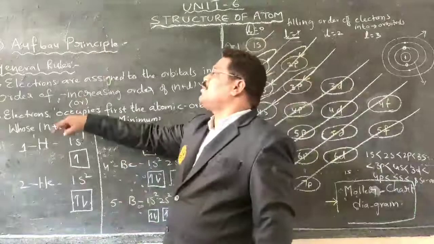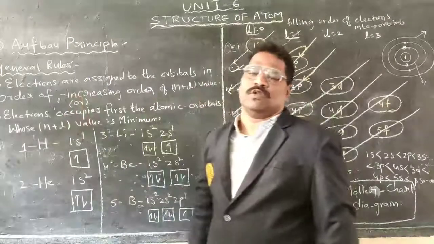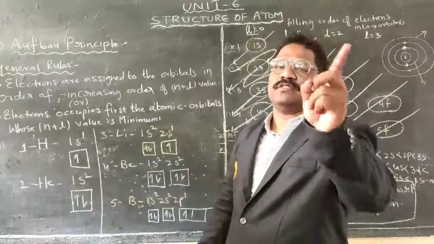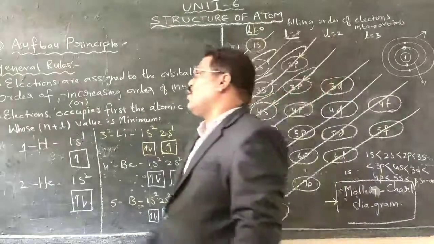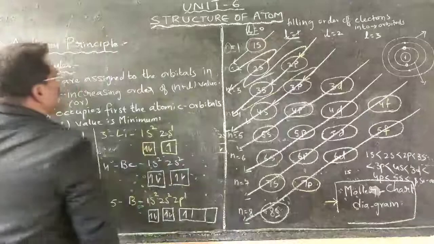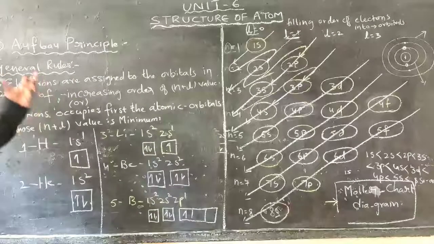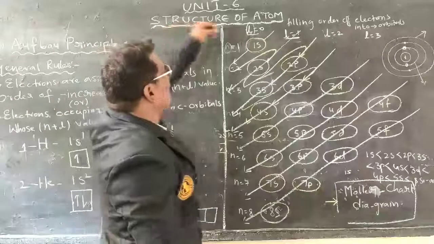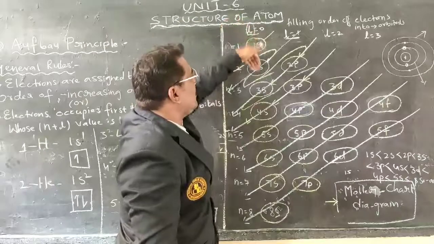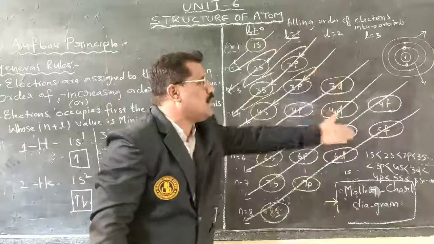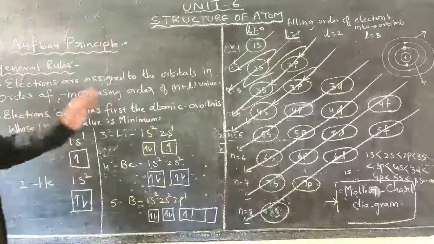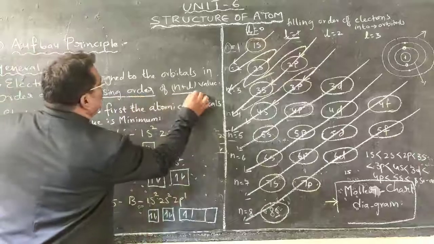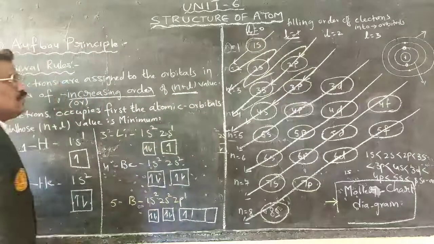Aufbau's principle has two general rules. Within that, first of all, we will discuss the first general rule. What information does this general rule give? It says that electrons are assigned to atomic orbitals. Now I am adding electrons to orbitals, and these are nothing but orbitals in one order. What is that order? The increasing order of n plus l value.